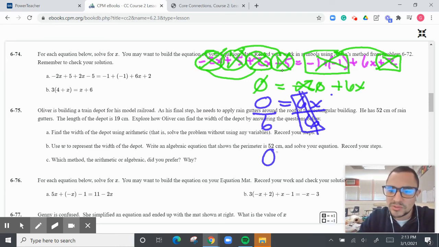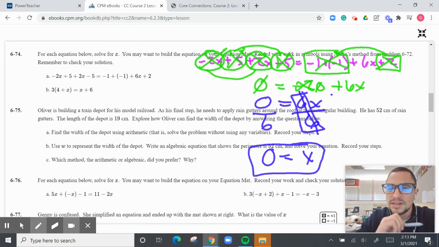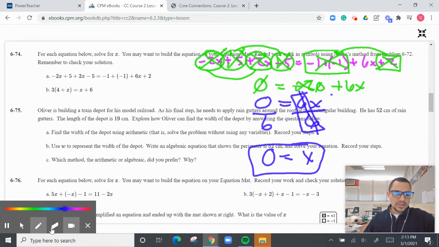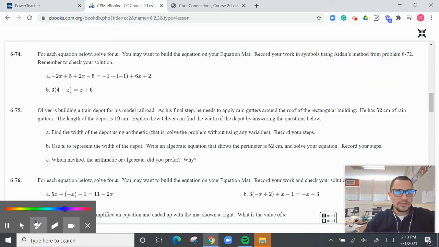This is going to equal 0, so 0 equals x, and that is going to be your answer. All right, that's going to be your answer. Okay, let's go and look at B real quick. Again, make sure you pause the video to try to solve it beforehand.